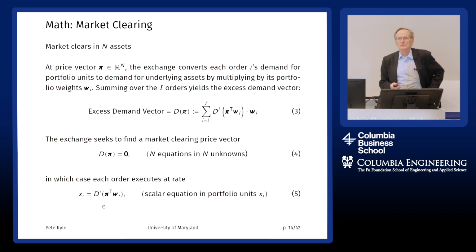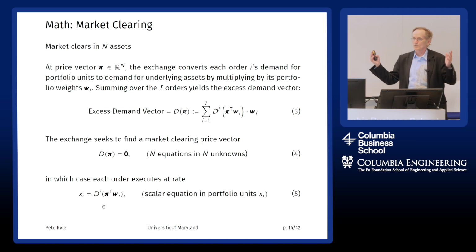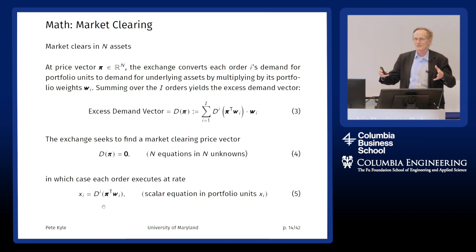Okay, so what do we have now? We have an idea out there of allowing traders to trade arbitrary portfolios that are linear combinations of assets. And calculating market clearing prices now suddenly seems to be not so trivial.